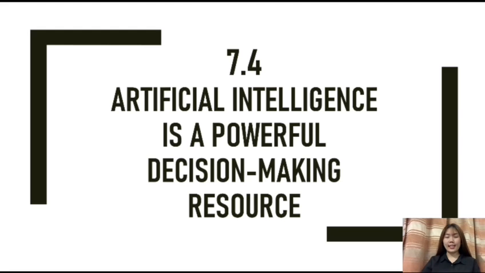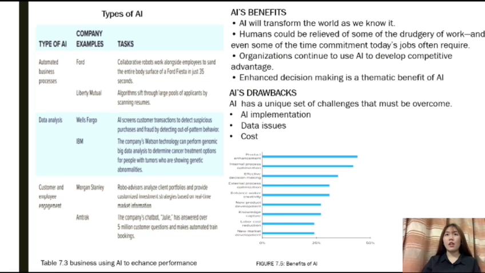7.4. Artificial intelligence is a powerful decision-making resource. Types of AI are divided into three parts. First, automated business processes. For the company example, Fox.